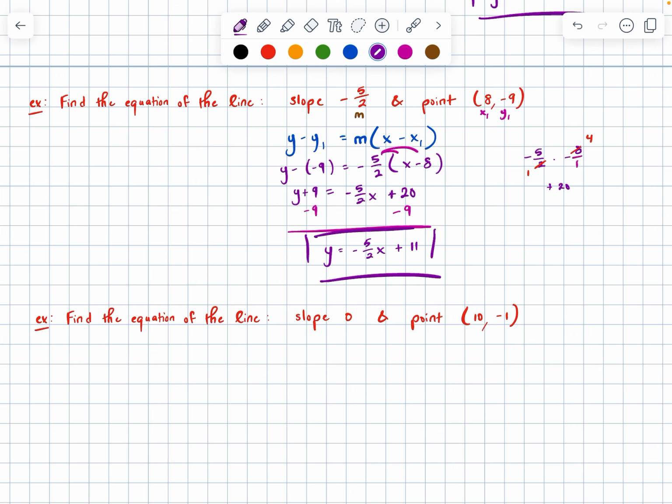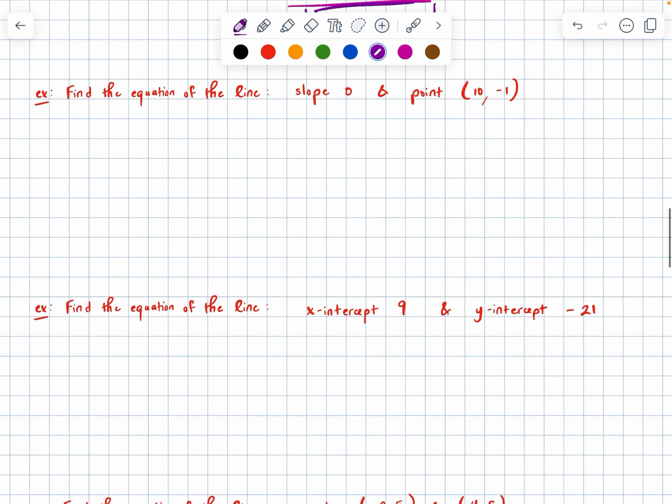Cool. Moving on. How about this guy? I have an equation of a line with a slope of 0 and a point of 10 comma negative 1. Well, notice here my slope of 0, that's going to be m. And I can again think about my point here, 10 comma negative 1, for the sake of variety. Remember, we've also seen that while we can use point slope, y minus y1 equals m parentheses x minus x1, let's also get some practice just using y equals mx plus b. So I know that y isolated is equal to slope times x plus the y-intercept.